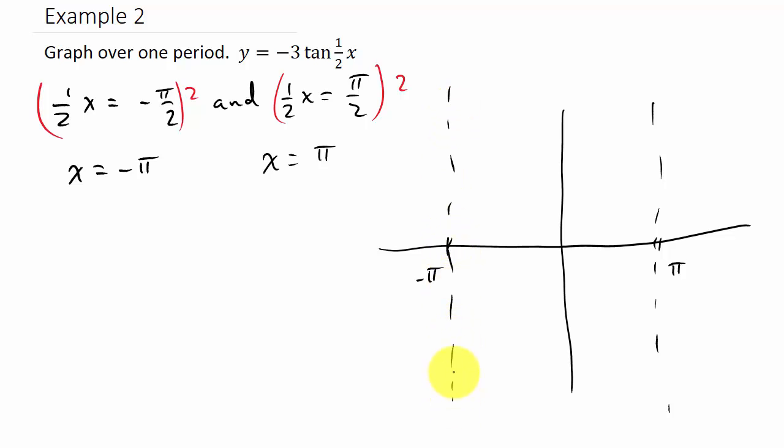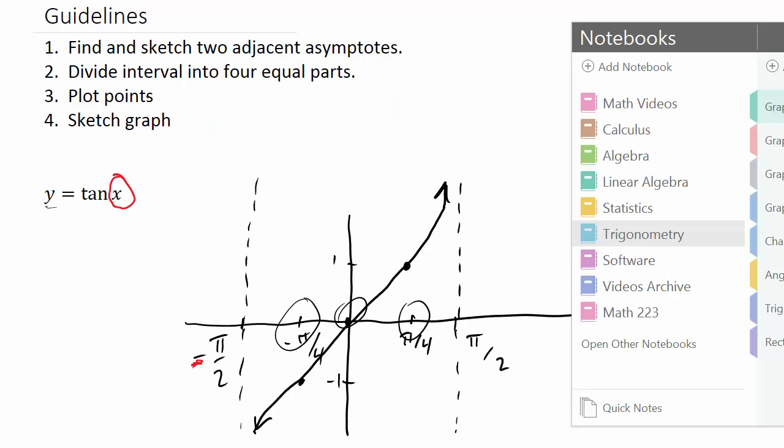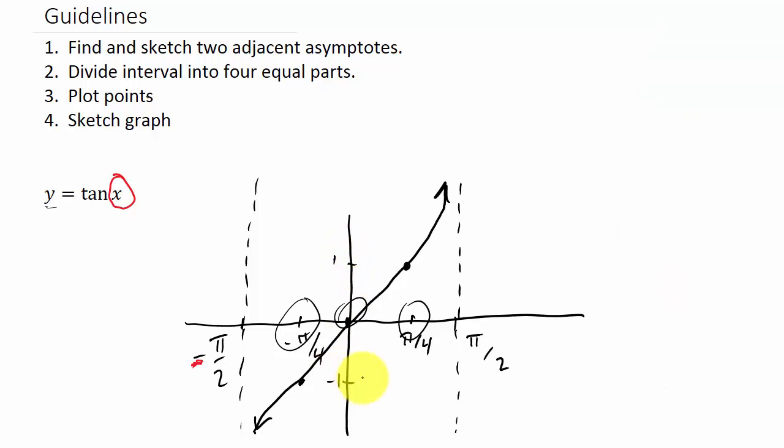Now I'll break this up into 4 equal parts. Halfway between -pi and pi is 0. Halfway between 0 and pi is pi/2. Halfway between 0 and -pi is -pi/2. Now remember, from the basic graph it goes to 1 and -1 for these points. Well, that's because there's a 1 in front here.